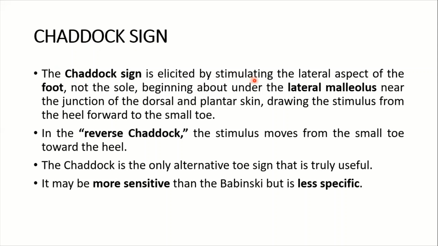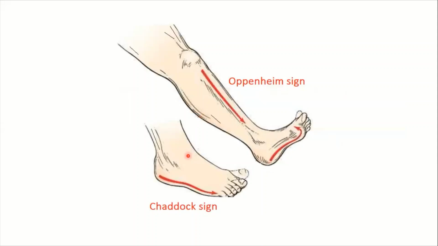It is elicited by stimulating the lateral aspect of the foot, not the sole, beginning about under the lateral malleolus near the junction of the dorsal and plantar skin, drawing the stimulus from the heel forward to the small toe. Here you could see this is the Chaddock sign, right? This is the lateral malleolus, and from here towards the little small toe, this produces the Chaddock sign.